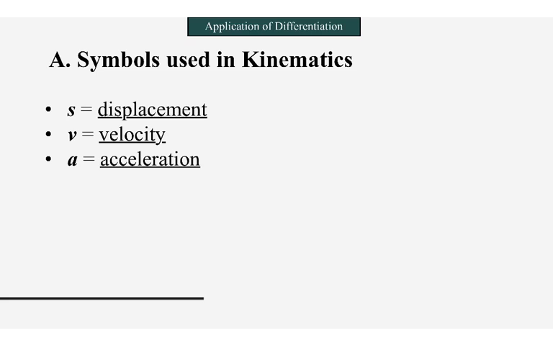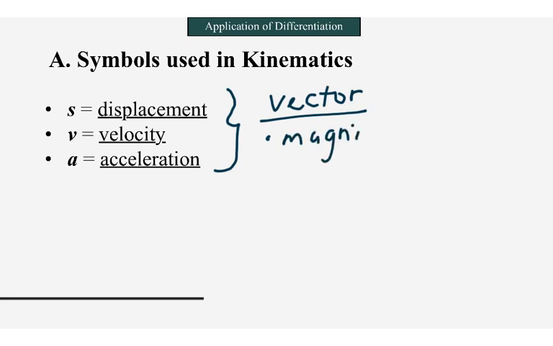For S, it represents displacement. For V, it represents velocity. And A represents acceleration. All these quantities are called vector quantities. What does that mean? It means all these quantities have magnitude and direction.